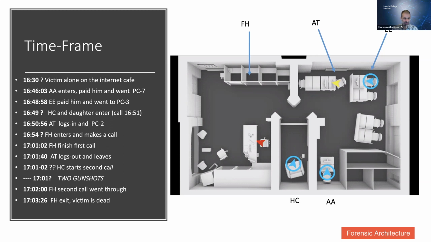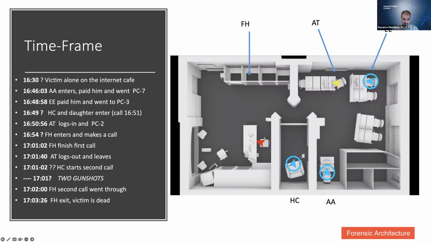And then there is one key minute, you see at 5:01, when a lot of things happen. FH finishes the first call, AT logs out and leaves, HC starts her second call, and at that time FH and HC heard 2 gunshots. They were not very loud gunshots. They were like tack, tack. So it was done with a silencer. It was not something that startled them, not a very big gunshot. FH starts the second call, and 1 minute later he exits and the victim is dead.